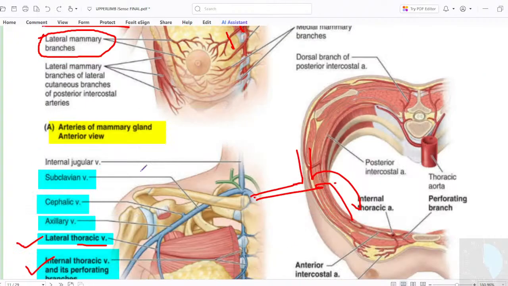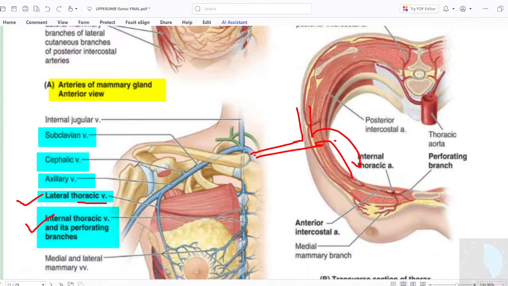Now, same with the vein. Internal jugular vein connecting with subclavian vein to form which one? To a brachiocephalic trunk? No, no. Superior vena cava. Yes, superior vena cava. This is very confusing. Very simple but confusing.